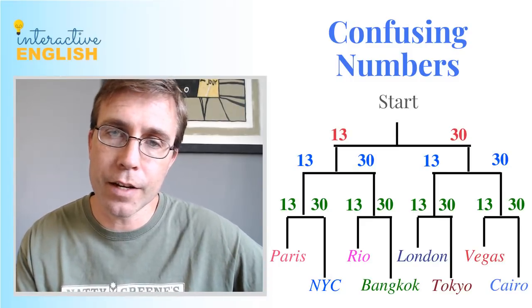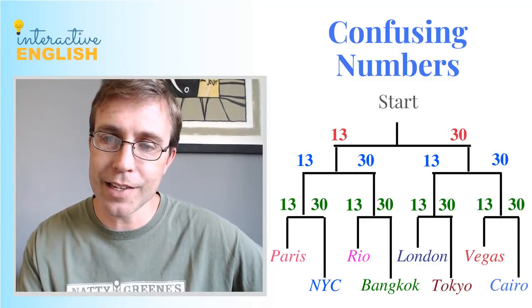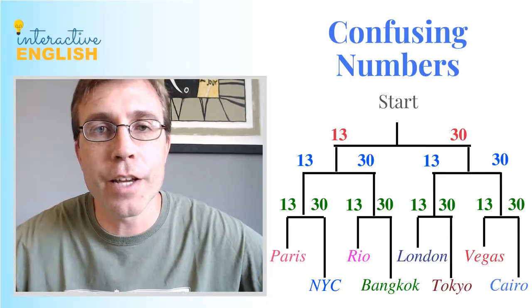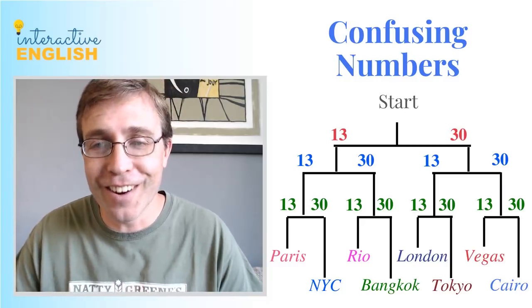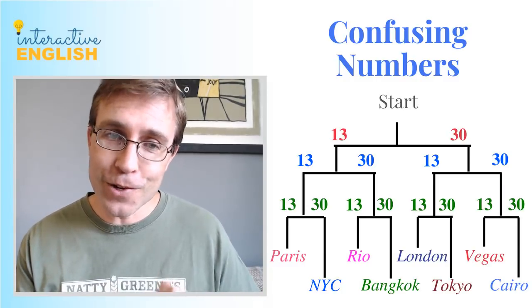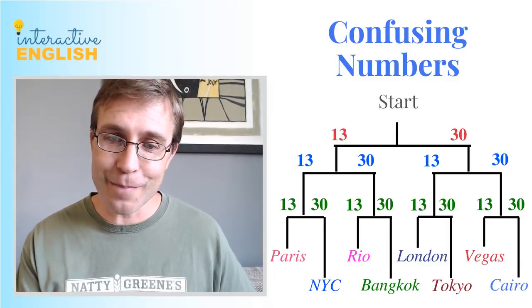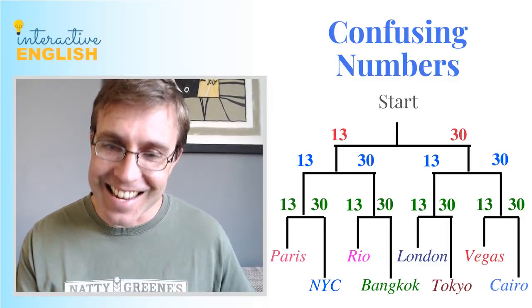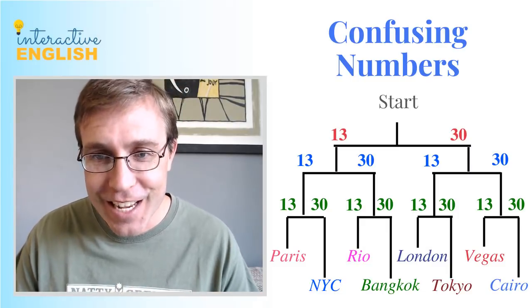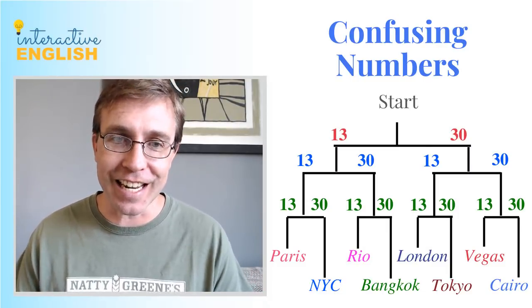All right. 30, 13, 13. Where did you guys end up? All right. 13, 30. No, sorry. 30, 13, 13. All right. The place you should have ended up in is London. All right. I see many of you there with me. Yes. 30, 13, 13. Okay.